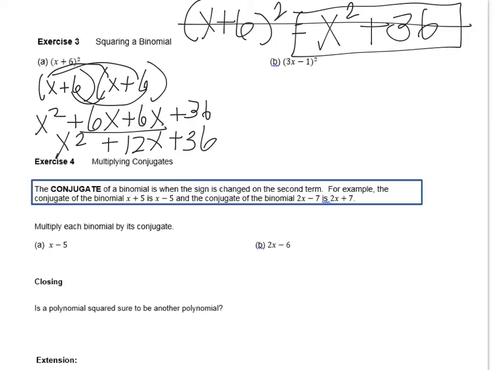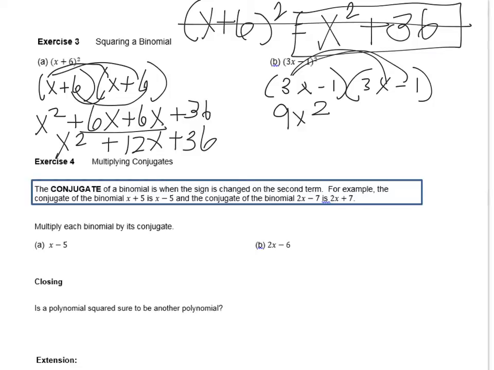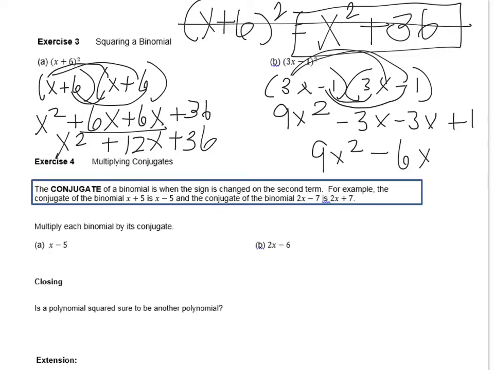Same with example B. We're going to take 3x minus 1 and we're going to square it by multiplying it by itself. Double distributing, 3x times 3x is 9x squared. 3x times negative 1 is negative 3x. Negative 1 times 3x is negative 3x. And negative 1 times negative 1, be careful, is not negative 1, it's positive 1. Combining like terms, you get 9x squared minus 6x plus 1.